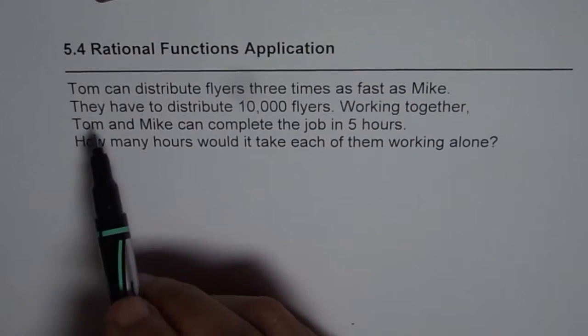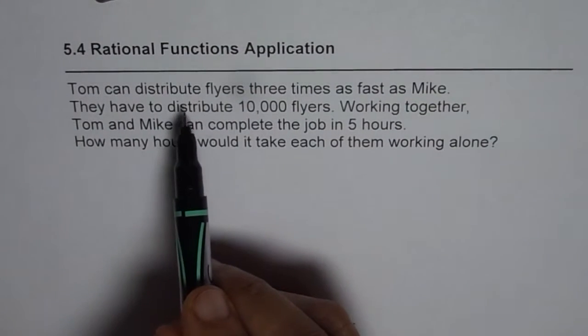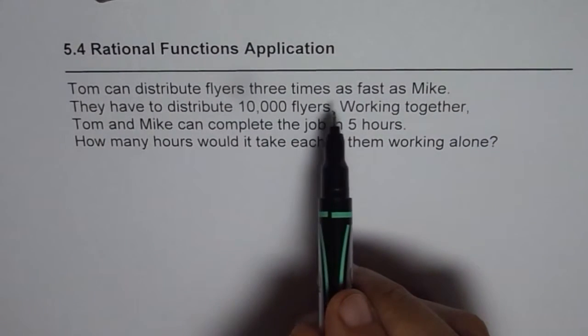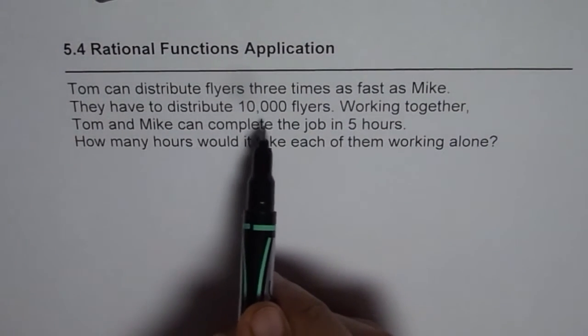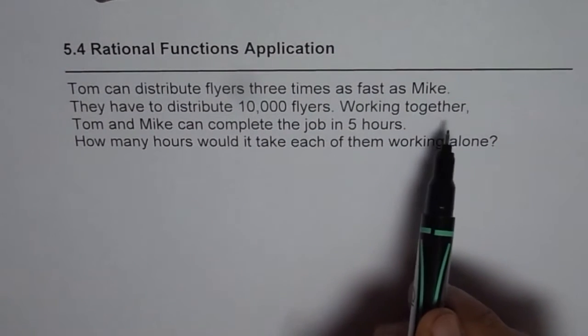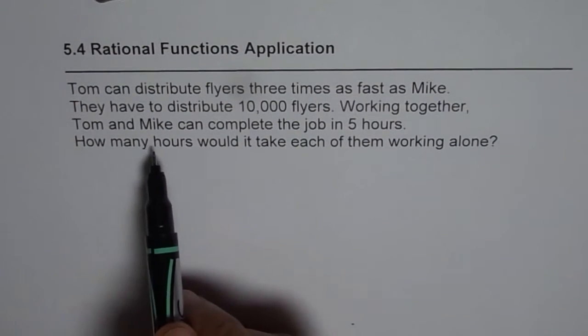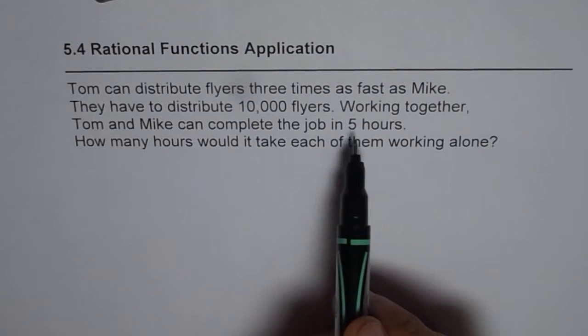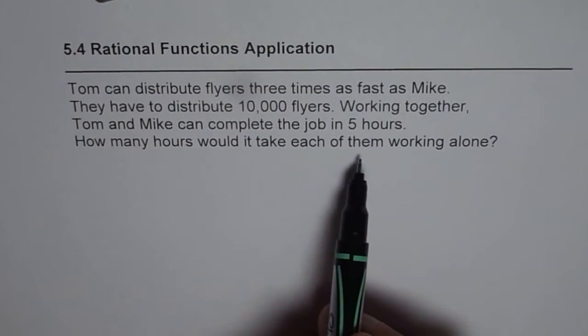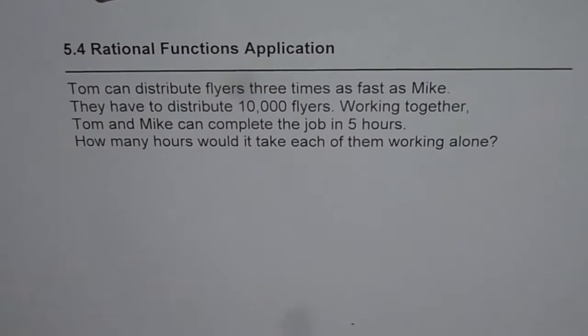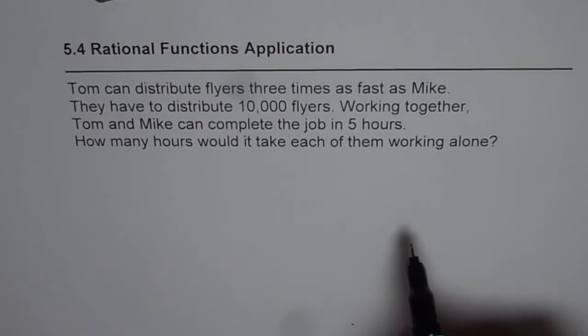The question is, Tom can distribute flyers 3 times as fast as Mike. They have to distribute 10,000 flyers. Working together, Tom and Mike can complete the job in 5 hours. How many hours would it take each of them working alone? Now in these questions, we'll always find the rate at which the job can be done, right?